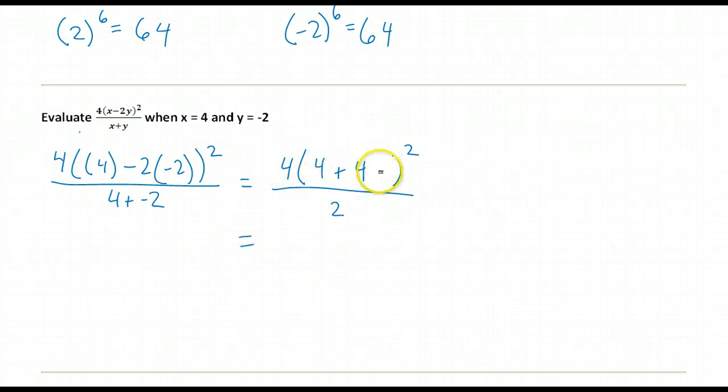Now here's where I need to be careful. The order of operations says keep going with the parentheses. Before I can do anything else, I'm going to add 4 plus 4 and get 8. Next in the order of operations, after I've taken care of grouping symbols, I take care of exponents and radicals. So before I can take 4 times 8, I need to take 8 squared. And 8 squared is 64.